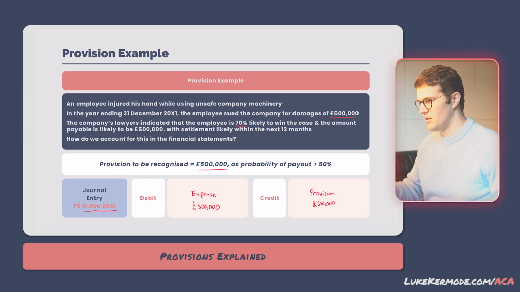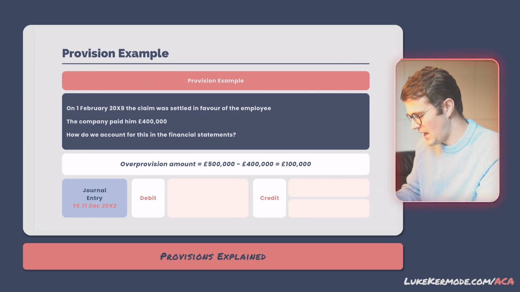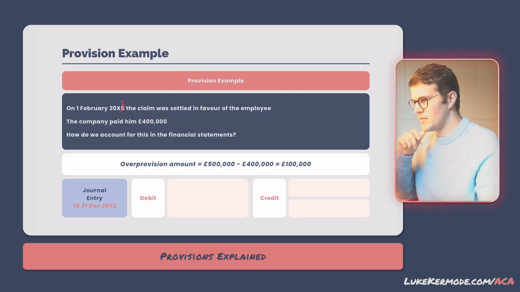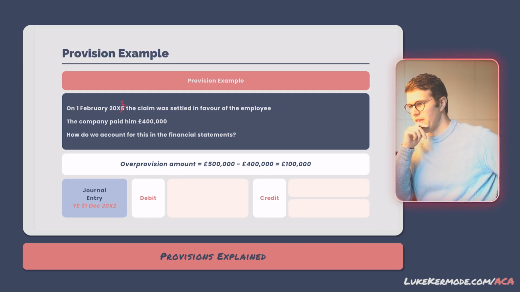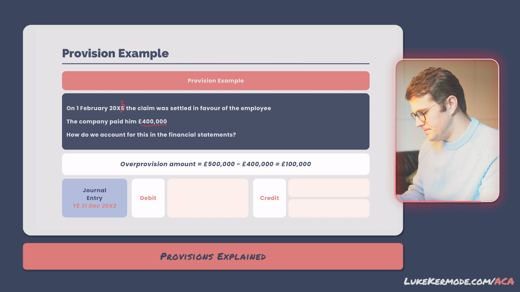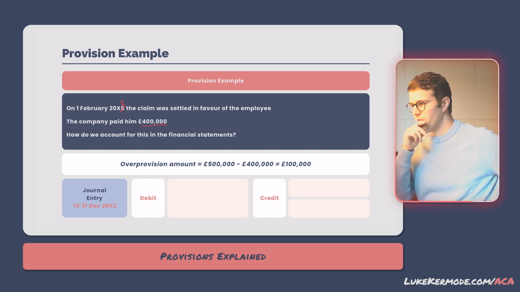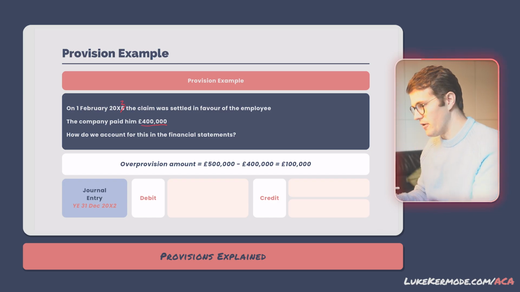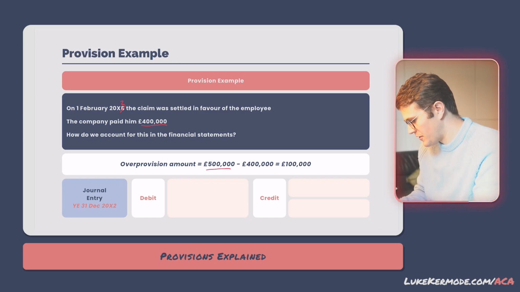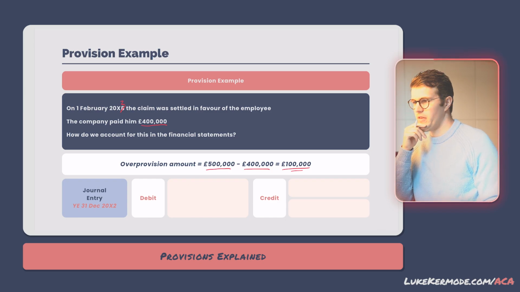Now, carrying on with the same example here, we're told that on February 20x2, the legal claim was settled and the company paid £400,000 worth of cash to the employee to settle the legal claim. But remember, the company originally recorded a provision in their current liability section of £500,000. That means the business overestimated the provision by 500,000 minus 400,000, which equals £100,000. So how do we account for this over provision within the financial statements?